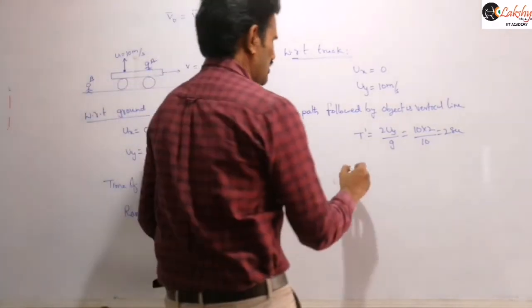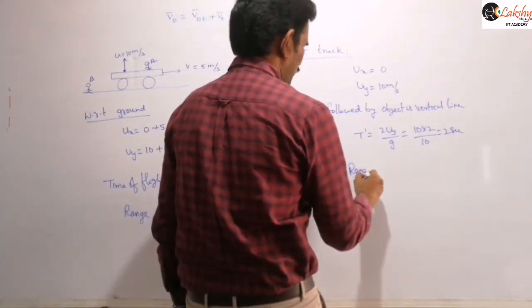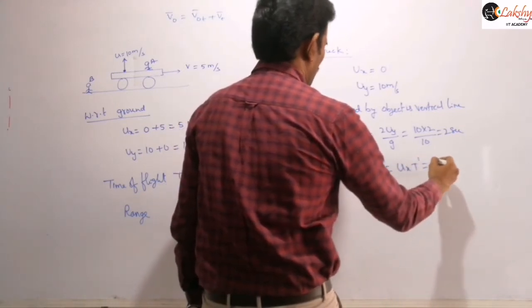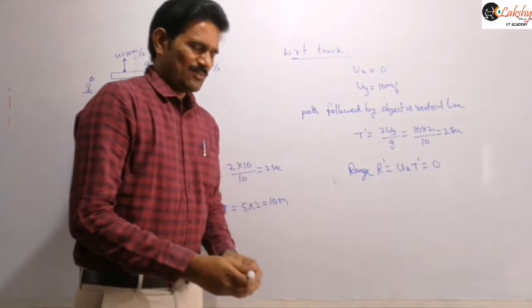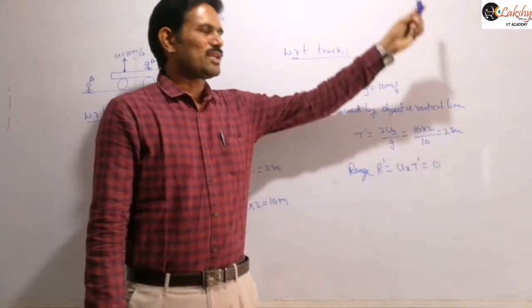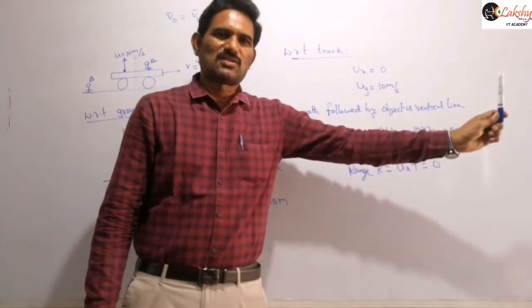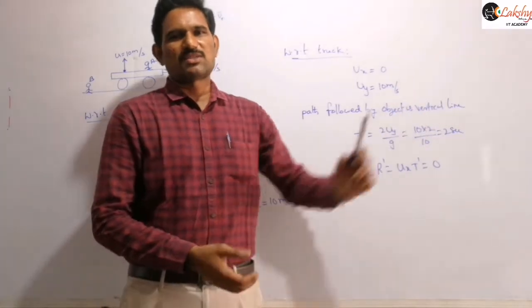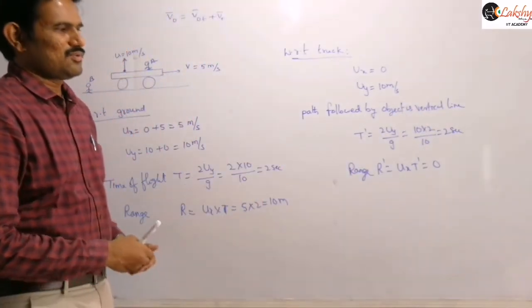And now the range with respect to the truck will be 0, because ux is 0, or as we mentioned, the object follows the vertical path only. It is not traveling any distance, because the object is traveling along a vertical line. There is no horizontal displacement for this object, so that value will be 0, right?